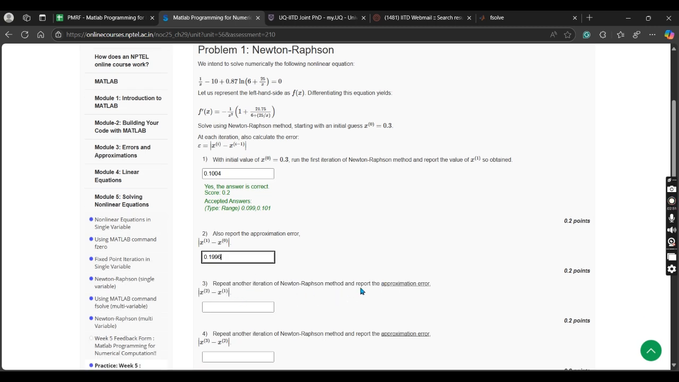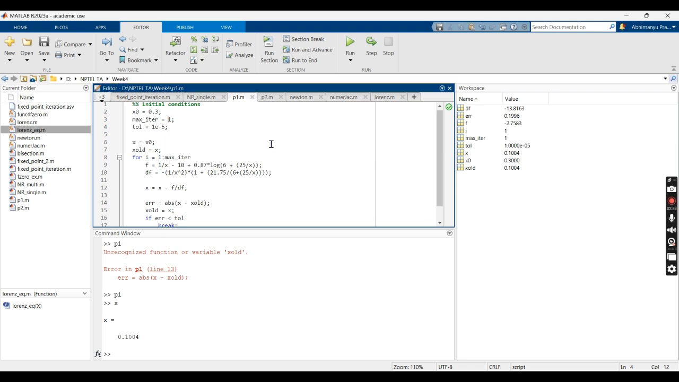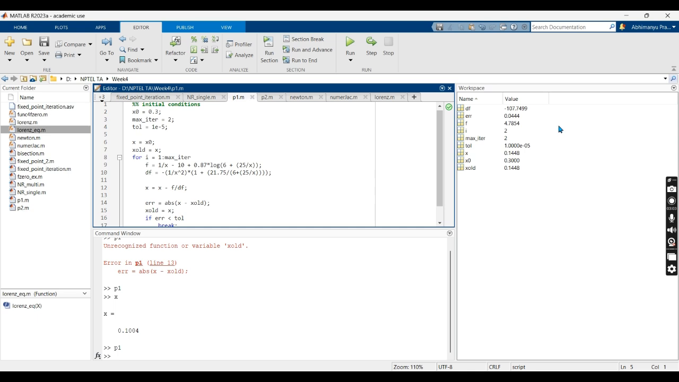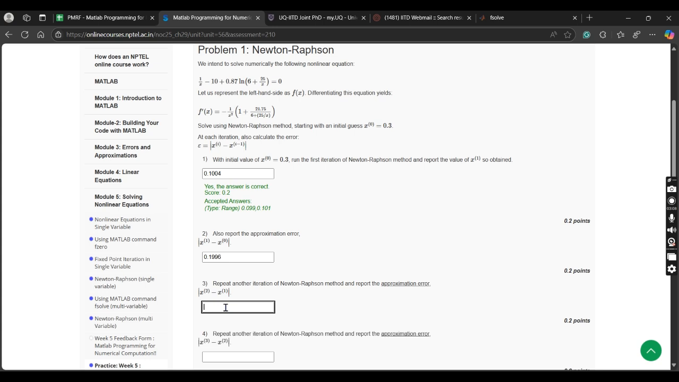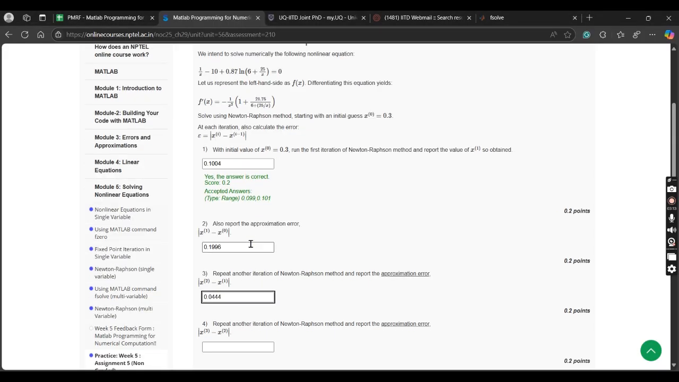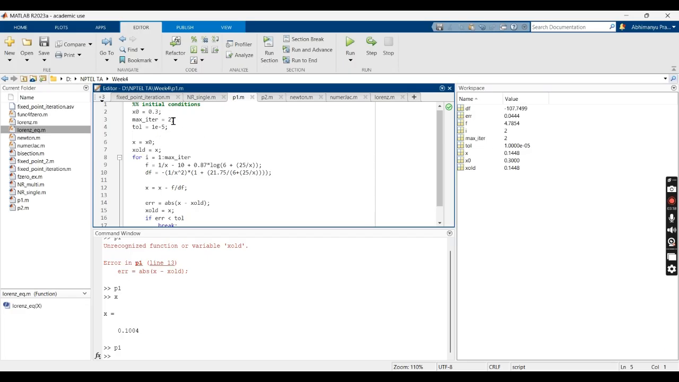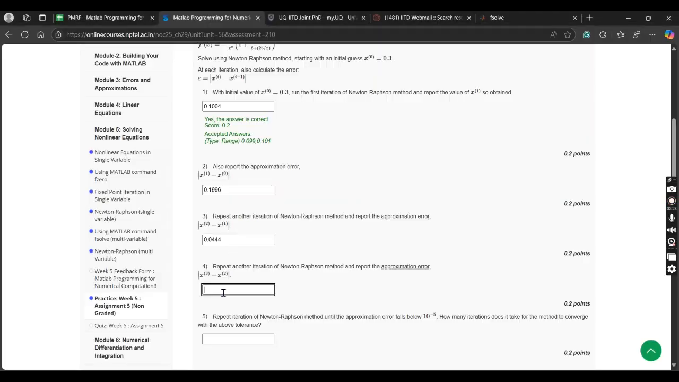Also repeat the Newton iteration for the approximate error. Okay, so I just need to run it two number of times and I will get the second part. Yeah, so I'm getting 0.0444. Okay, that's what I'm getting. And now I will just change this to 3 and I will get 0.0265.